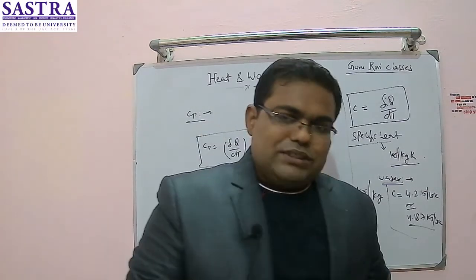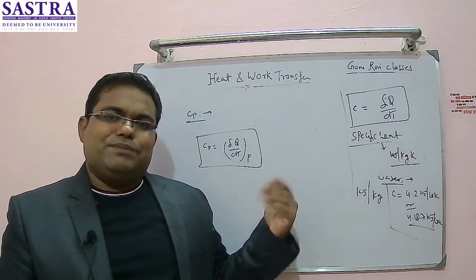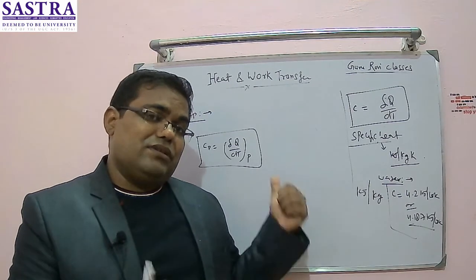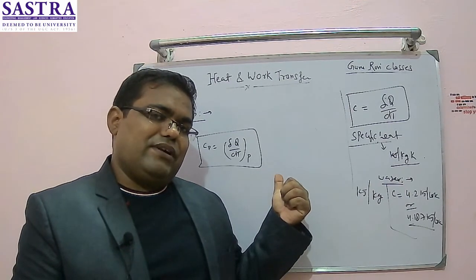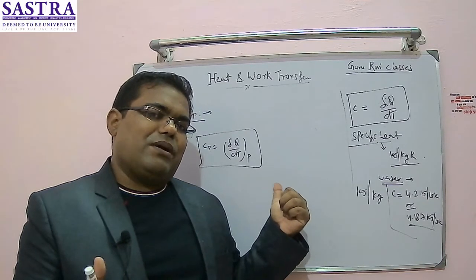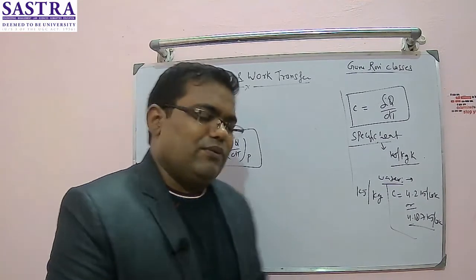As Q is not a property of the system, Cp will also not be a property of the system if we define it based on this heat transfer. If we define it as specific heat, then specific heat will also not be a property of the system. So for air, right?